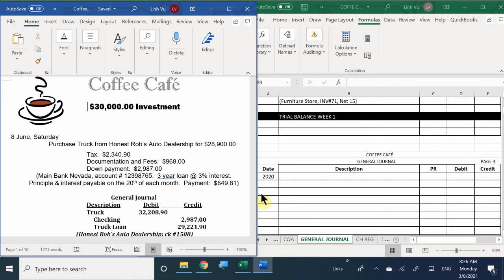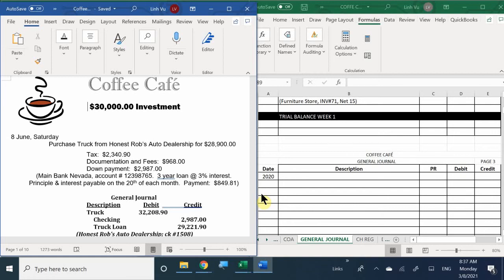So with that being said, in grand total, if I calculate my 28 plus my tax and my documentation fees, the grand total of this car is going to be $32,208. However, we made a down payment of $2,987. So that goes towards the actual amount of the car. So at the end of the day, I get a bank loan.